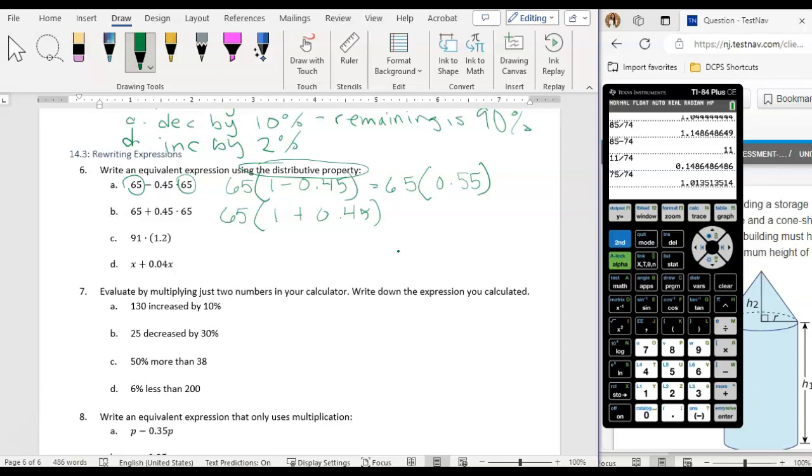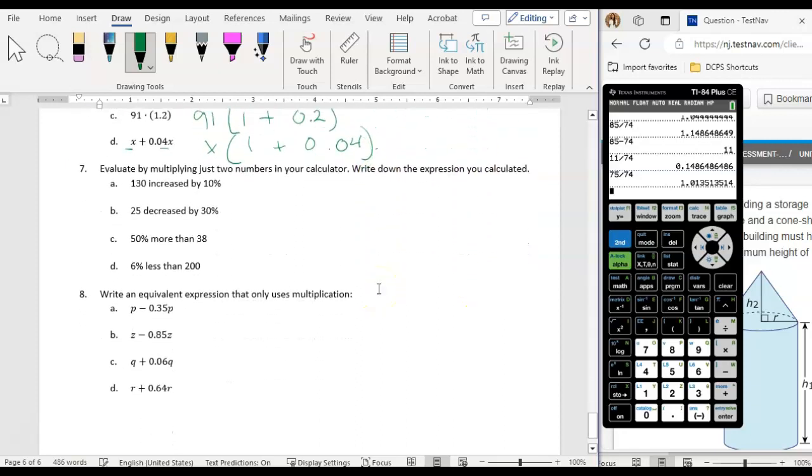Here, now this one is interesting because we have times 1.2, so we can rewrite this as 91 times 1 plus 0.2, right? We can break that 1 and that 20% up. And then here, what we have in common is actually x, so we have x, and then 1 plus 0.04.